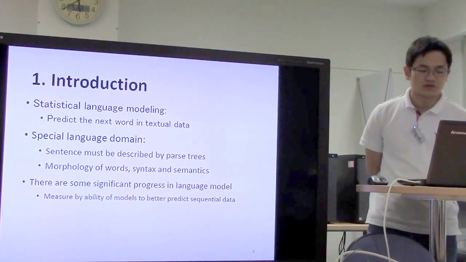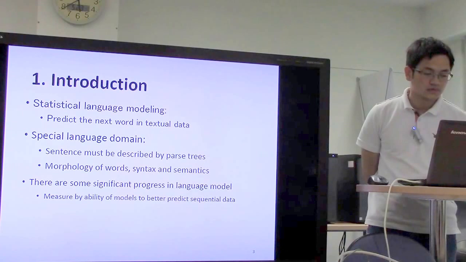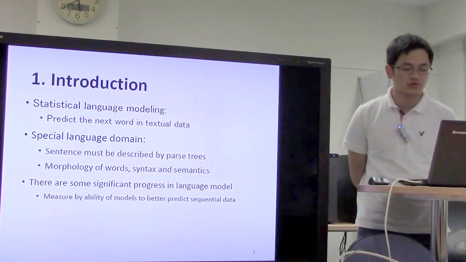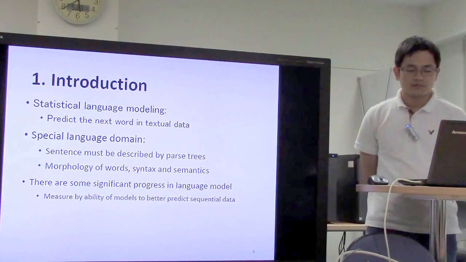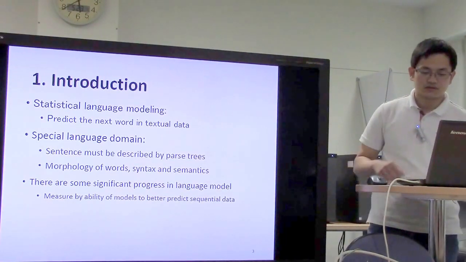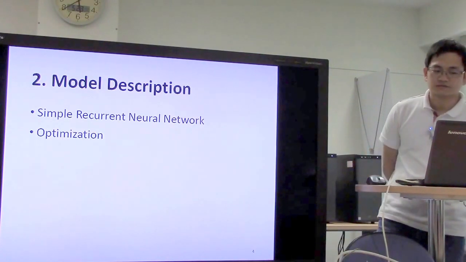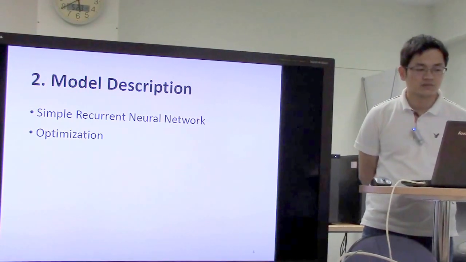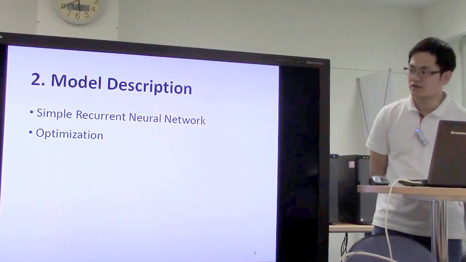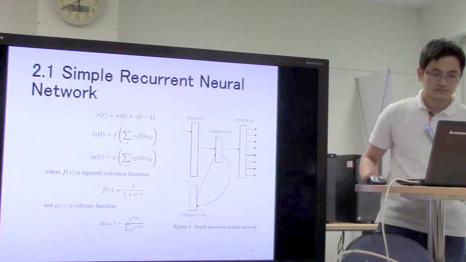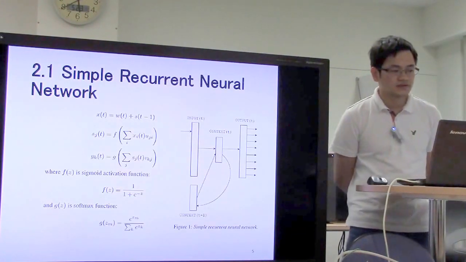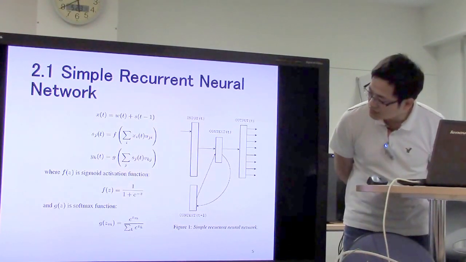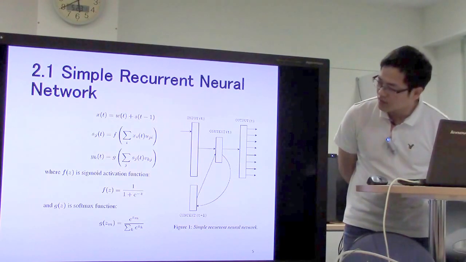So in this paper, they measure this process by measuring the ability of the model to better predict the screen data. So in this model description, we have the simple recurrent neural network and the optimization of it.